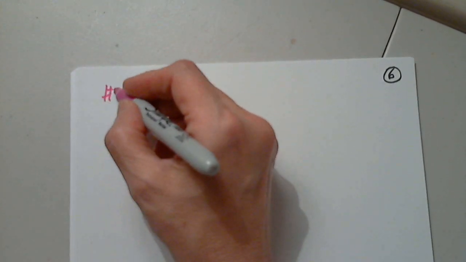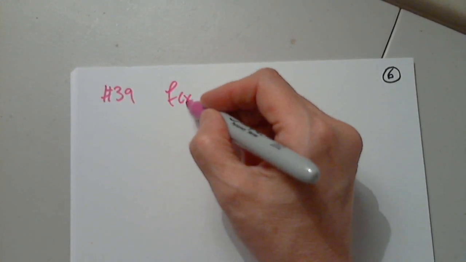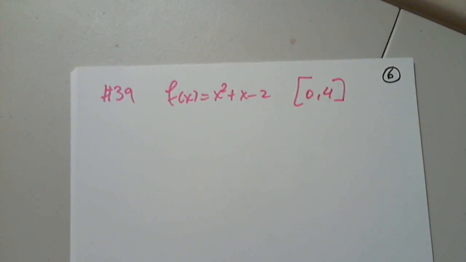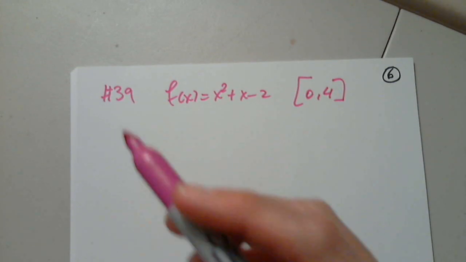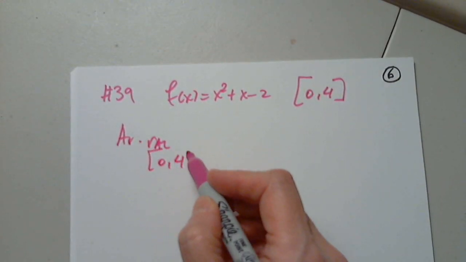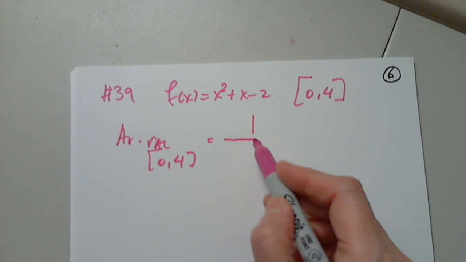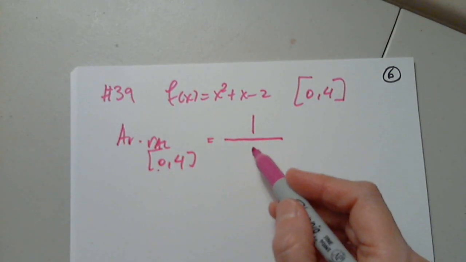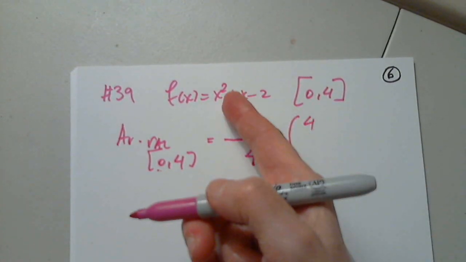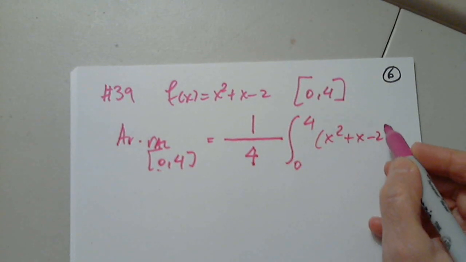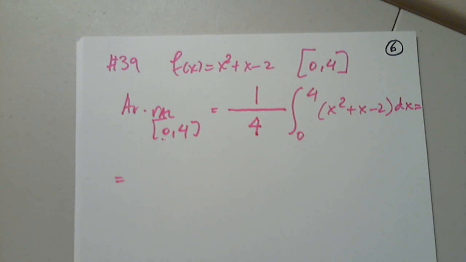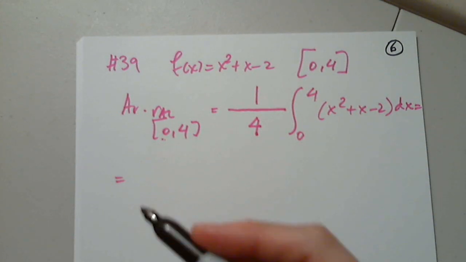Okay, I will choose 39. In 39, we have f of x equals x squared plus x minus 2, and the interval is 0, 4. We are asked to find the average value on the interval 0, 4. And the formula requires us to write 1 over 4 minus 0, well, it's just 4, and the definite integral from 0 to 4 of x squared plus x minus 2 dx. Very easy formula, I hope. So 1/4 in front.